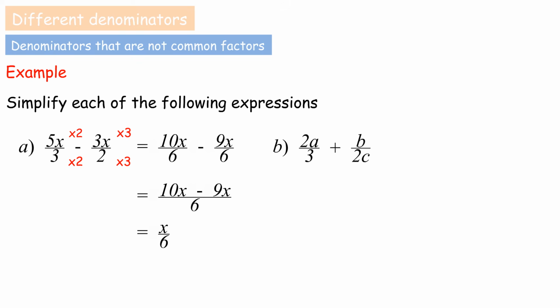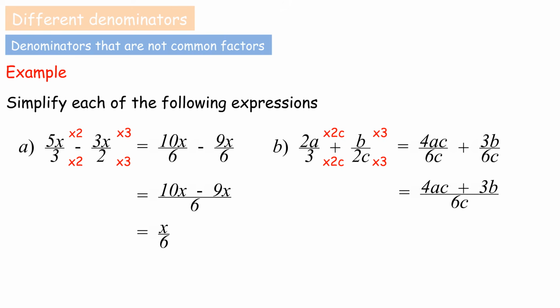B. 2a over 3 plus b over 2c. In order to make the denominators the same, 2a over 3 needs to times 2c for both denominator and numerator, while b over 2c needs to times 3 for both denominator and numerator, equals 4ac over 6c plus 3b over 6c, equals 4ac plus 3b over 6c.